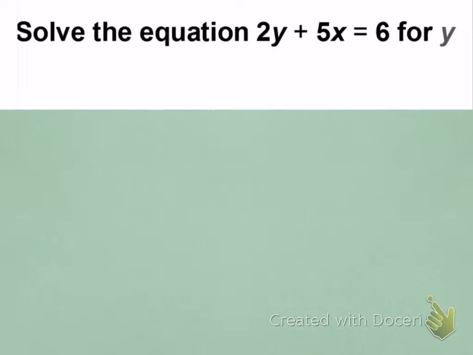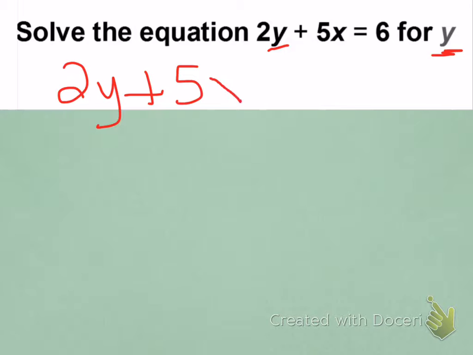Today I'm going to show you how to solve literal equations. Solve the equation 2y plus 5x equals 6 for y. So we want to get y by itself. I'm just going to underline it, okay? So 2y plus 5x equals 6 is the original problem.